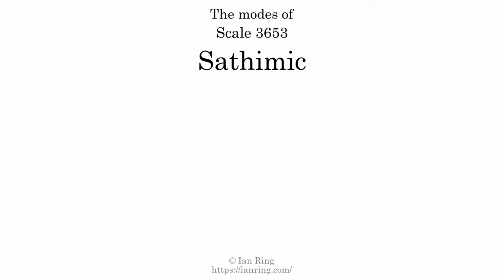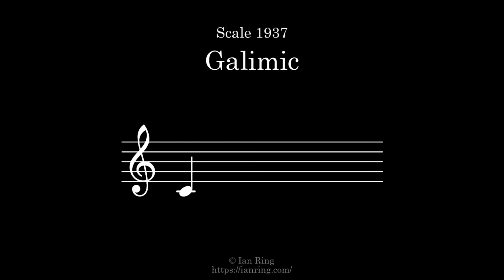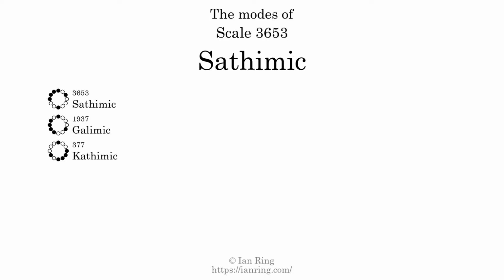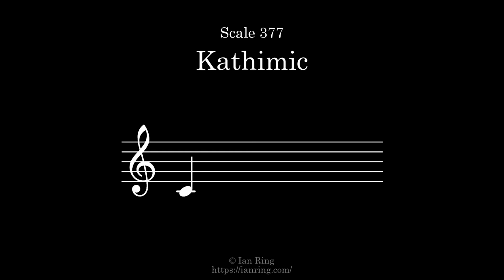This scale has 6 modes. The first mode is itself. The second mode is scale 1937, also known as galimic. It sounds like this. The third mode is scale 377, also known as Sathimic. It sounds like this.